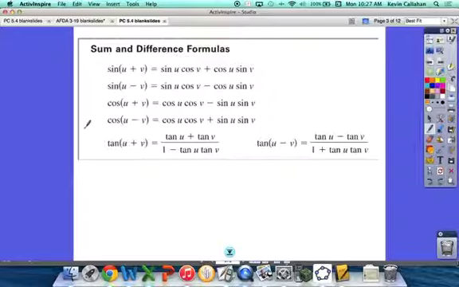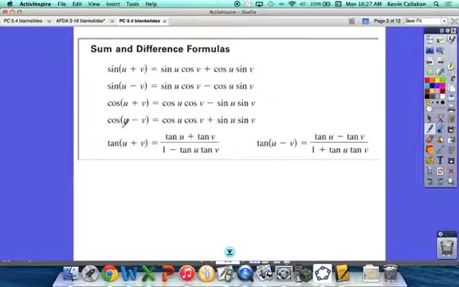And then you've got the tangent. Now, if you've already done the sine and the cosine, you could find the tangent just by dividing the sine by the cosine. The tangent of u plus v is the sine of u plus v divided by the cosine of u plus v. Or you use these formulas.